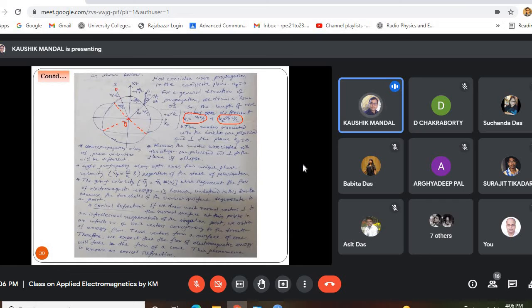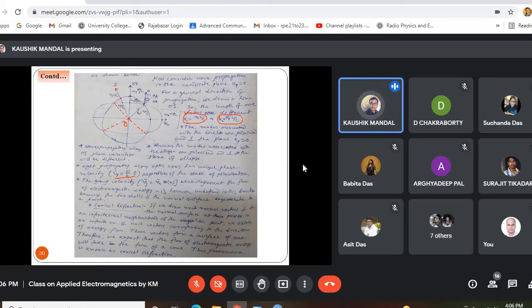Why will it face two phase velocities? Because of the two different K values. When it is crossing the ellipsoid, its K1 is N1 omega by C, so its corresponding phase velocity relation is Vp equal to omega by K. So for different K values, at this point its phase velocity will be Vp1. At this point, the phase velocity will be Vp1. That is known to us. If any light is not passing through the optical axis, it will face two different phase velocities.